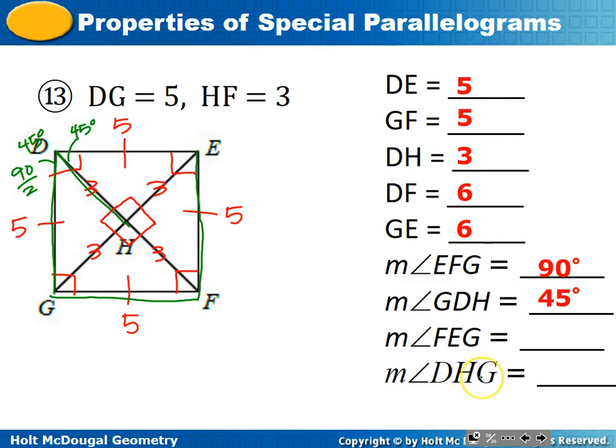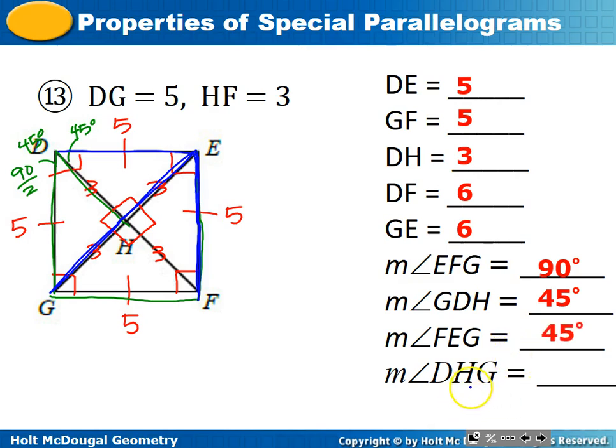And then we got FED. FED is another full angle out here, right? So that's going to be another 90-degree angle. FEG, sorry, I did that wrong, y'all. FEG is this one down here. So that's the angle we're talking about. So it's another 45-degree angle.